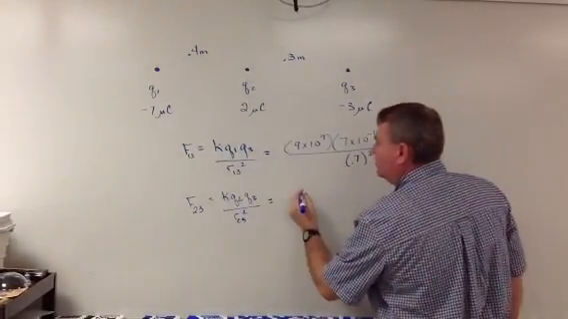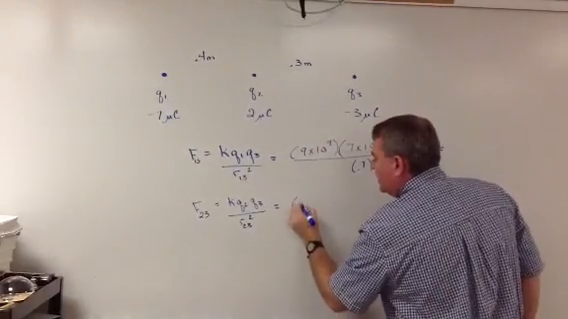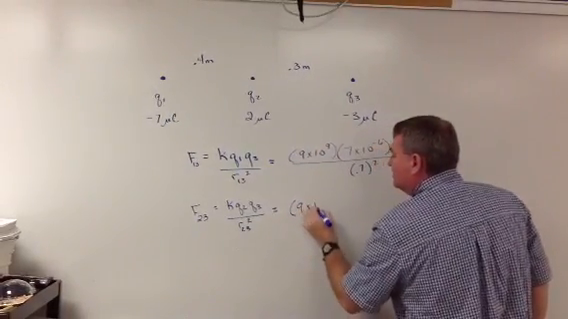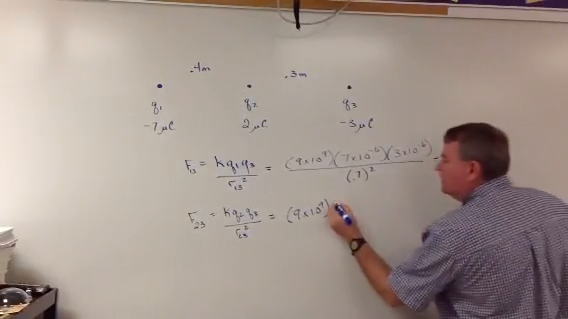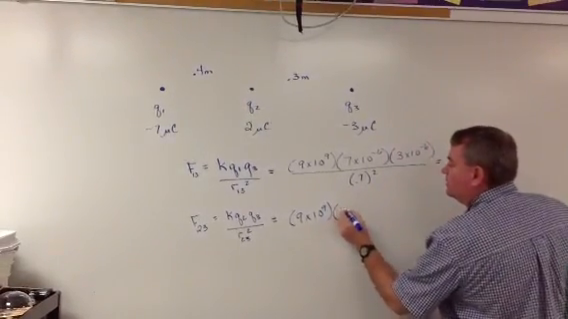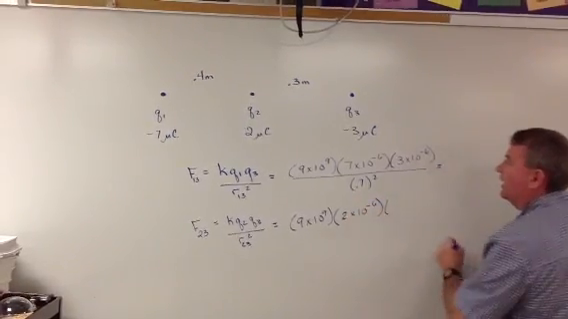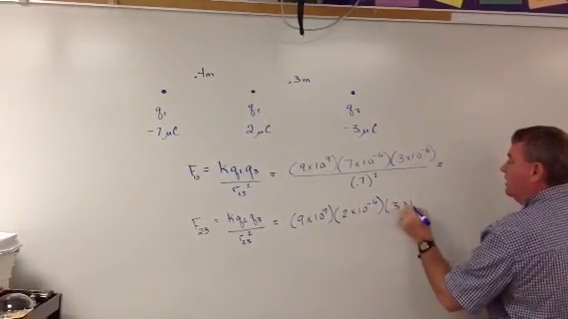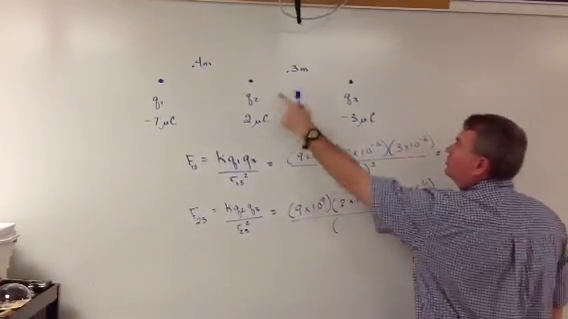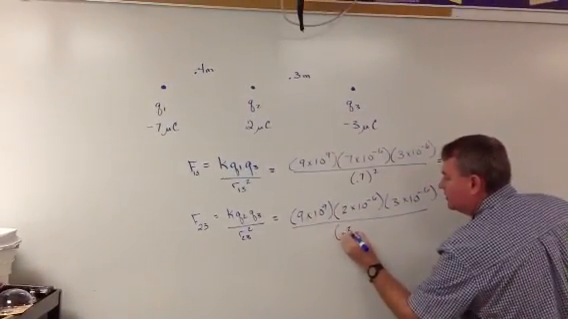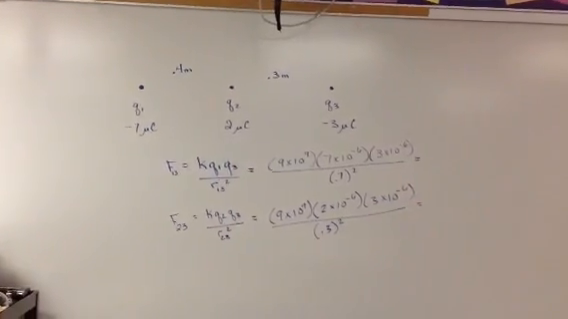Let's go ahead and write out the force between particle 2 and particle 3. K is a constant, Coulomb's constant, 9 times 10 to the 9th Newton meter squared per Coulomb squared. Q2 is 2 microcoulombs, that's 2 times 10 to the -6th, and Q3 again is 3 times 10 to the -6th. The distance between particle 2 and 3 is 0.3 meters, and that's squared. And then we take this and plug it into a calculator.